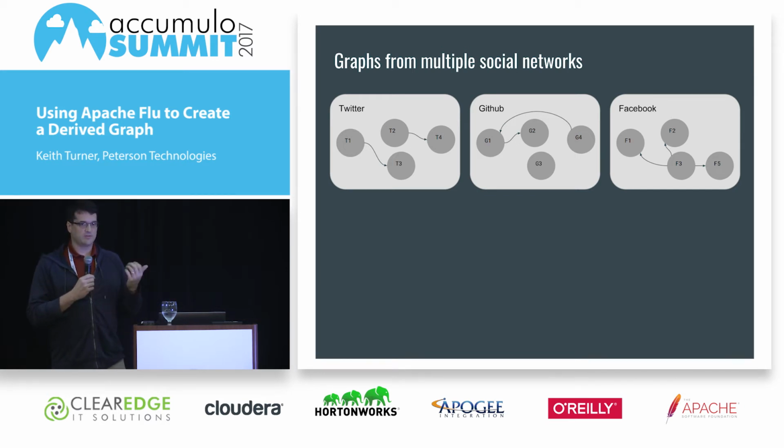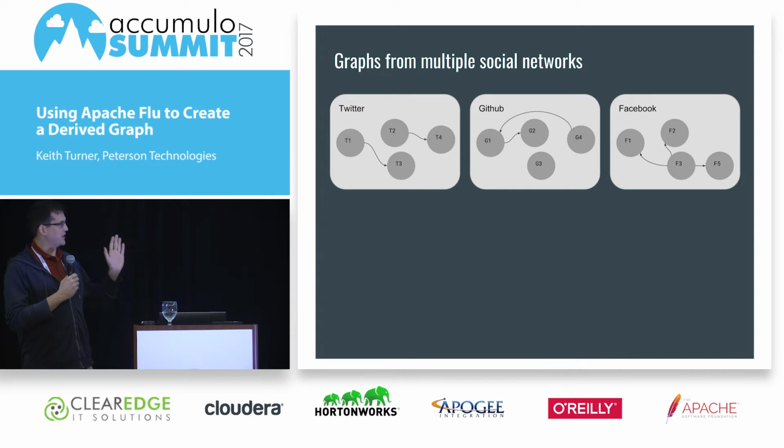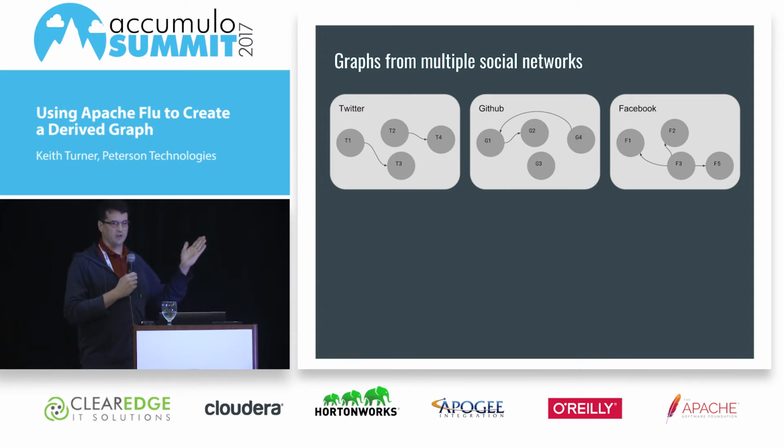It could be any graph. For the sake of an example, I've used social network data. So in the example, we're going to have multiple social networks and their graphs. Assume the links mean follows in this case. So we have like Twitter user T1 follows Twitter user T3. That's what that's showing there.